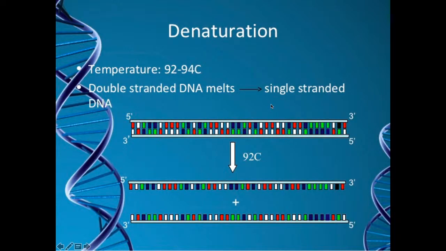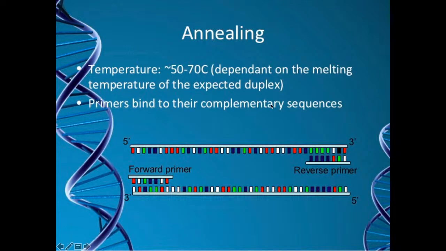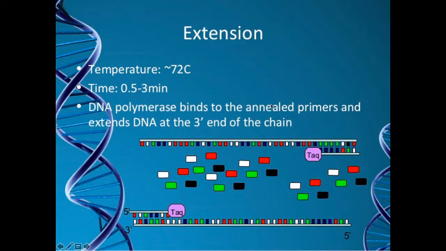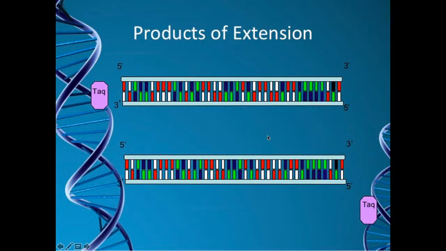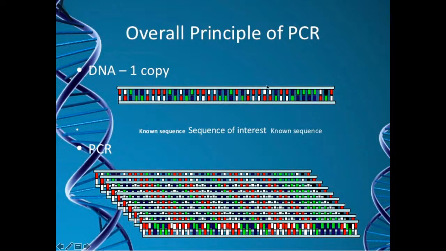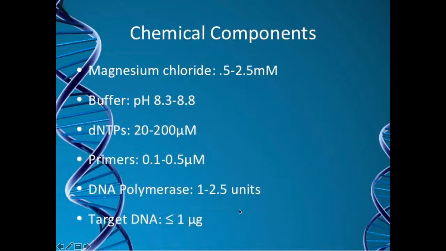So I just want to show you these three diagrams here. That is denaturation. The temperature is around 92 to 94 degrees Celsius, and the double-stranded DNA melts into single-stranded DNA. Then annealing, with a temperature of around 50 to 70 degrees Celsius. Primers bind to the complementary sequence, with the forward and reverse primers. Then the extension is done at 72 degrees Celsius for 0.5 to 3 minutes so that you have multiple copies. Then you have a product like this. In the first copy you have this much DNA, but after PCR you have millions of copies. And the chemical components we need are MgCl2, buffer, dNTPs, primers, DNA polymerase, and target DNA.